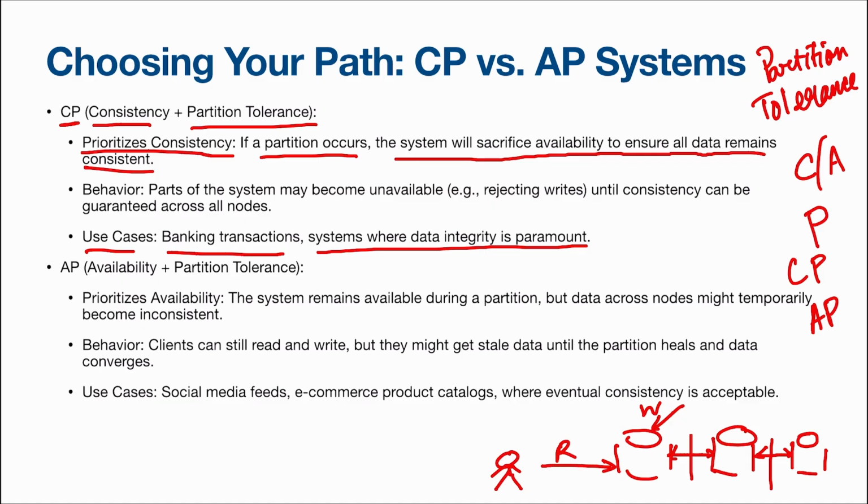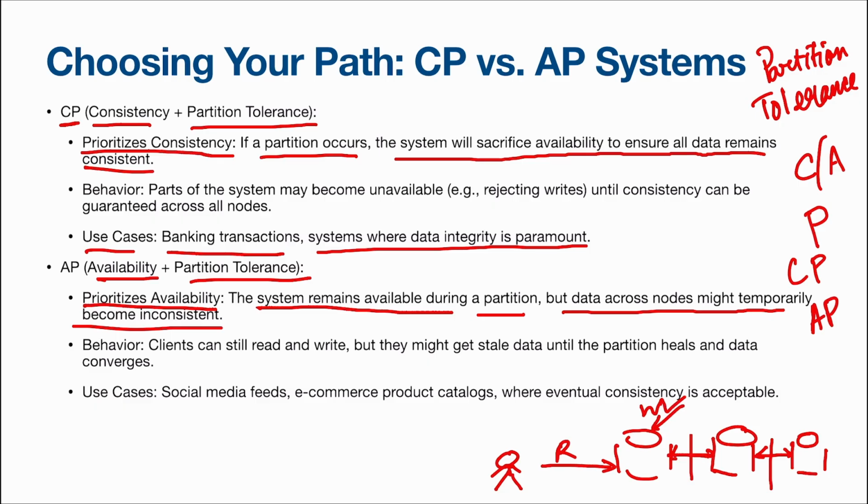On the opposite side, there is availability plus partition tolerance systems. So it prioritizes availability. The system remains available during a partition, but data across nodes might temporarily become inconsistent. So in this case, the write will be accepted even though the data is not propagated. And when the client sends a read request, then it will get the data back. The read will always succeed, but depending on which replica it connects to, the data can be different.